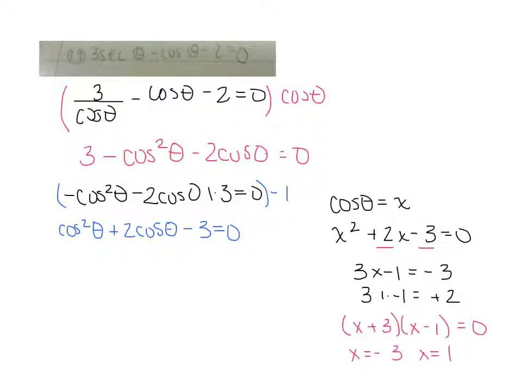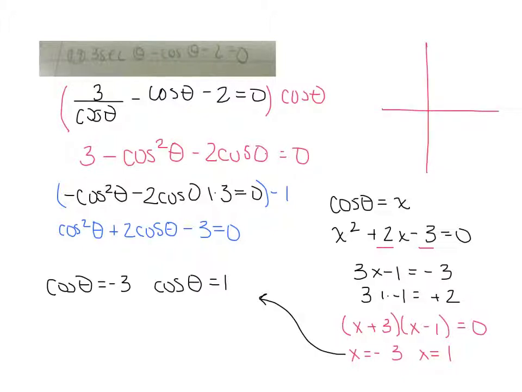Well, x really is cosine theta, so I'm going to write this problem over here, but we really have cosine theta equals negative 3 and cosine theta equals 1. And we're going to be looking at the unit circle. On the unit circle, cosine oscillates between being positive 1 to negative 1, so it will never actually reach negative 3. So there are no answers for that half of the problem.